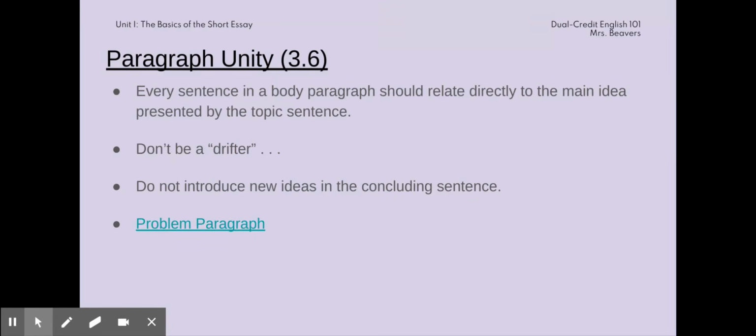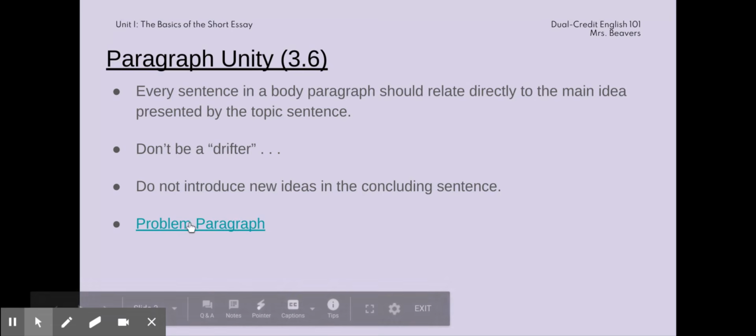If a paragraph is unified, it means that every sentence in the body paragraph relates directly back to the main idea presented by the topic sentence. In other words, you don't want to be a drifter, which means that you start with a solid topic sentence, but as the paragraph progresses, you get farther and farther away from that topic. It's also important to remember not to introduce new ideas in the concluding sentence.